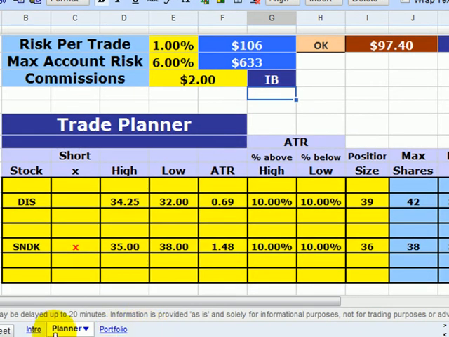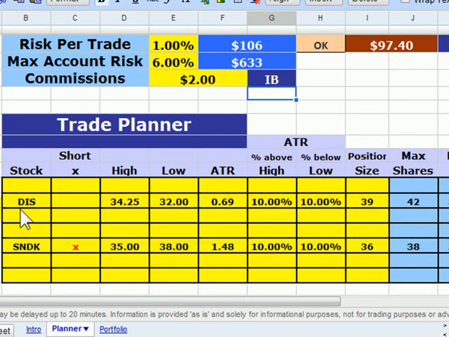Here in the final area of the Planner tab, we have the Trade Planner. What this is used for is for you to set up your own trades, and it'll help you understand where to place your entry, your exit, and most importantly, tell you how many shares you're allowed to buy based on the risk rules. Remember position sizing.